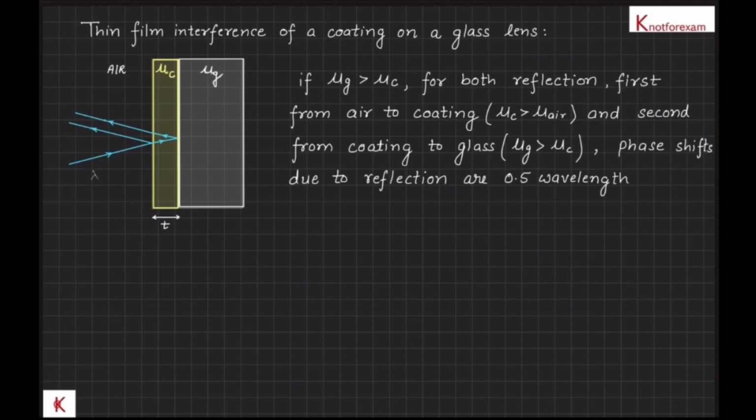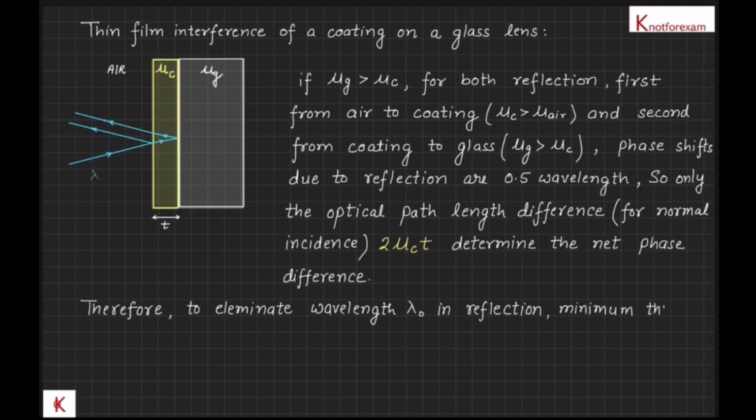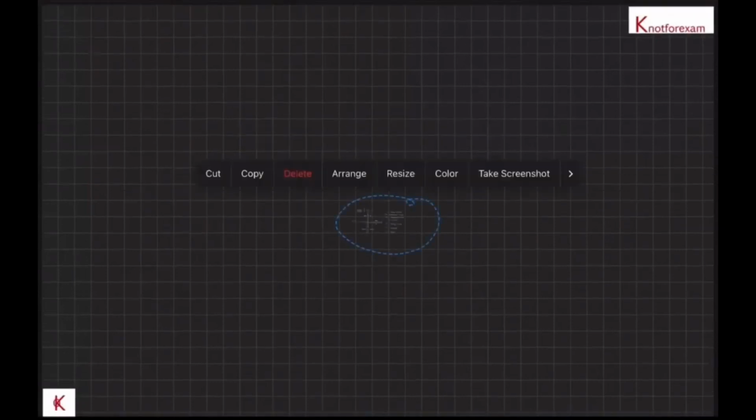So only the optical path length difference 2μc t, that is for normal incidence, determines the net phase difference. Therefore, to eliminate wavelength λ0 in reflection, minimum thickness t0 of the film required is given by 2μc t0 equal to λ0/2, or t0 is equal to λ0 upon 4μc. We are going to talk about Michelson interferometer.